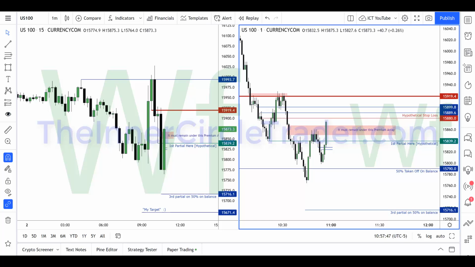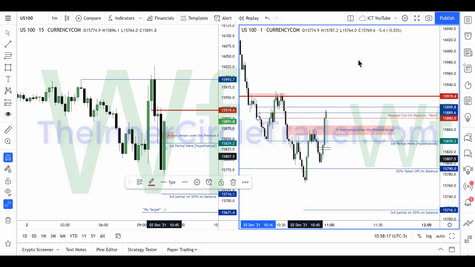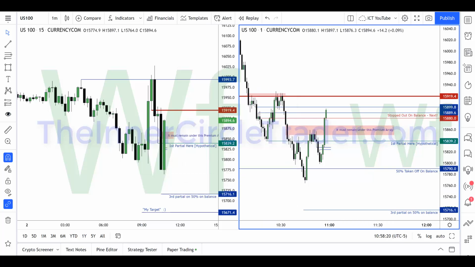Yeah, here comes this one to bump me. Almost got it. There it is. Okay, that would be a stop out. Let's note that. And stopped out on balance. Let's spell that right. All right, and next setup. And that's how you would leave it. And you would screen capture that. And then you'd have a new experience.